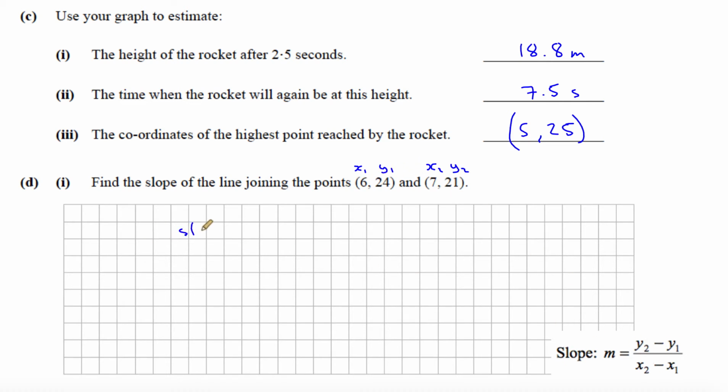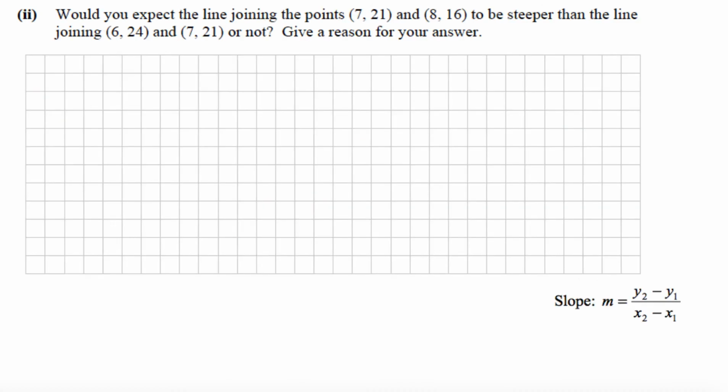So the slope will be equal to y2 minus y1. It's 21 minus 24 over x2 minus x1, which is 7 minus 6. So when we do that in the calculator, we get -3. So that's the slope of the line joining these 2 points.